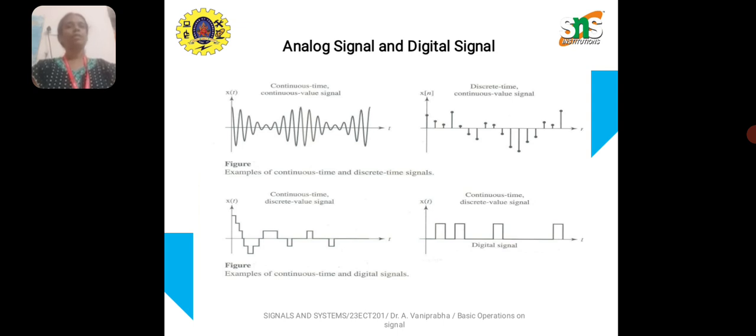How to get a discrete time signal? It is obtained by a method called sampling. So once the analog signal or continuous time signal is sampled at regular time intervals, we can get a discrete time signal. So these are the samples of the continuous time signals. This picture represents the continuous time signal, discrete time signal and digital signals.